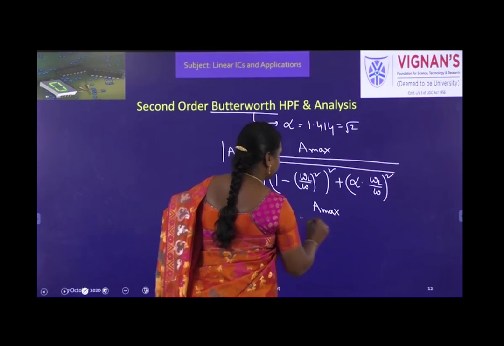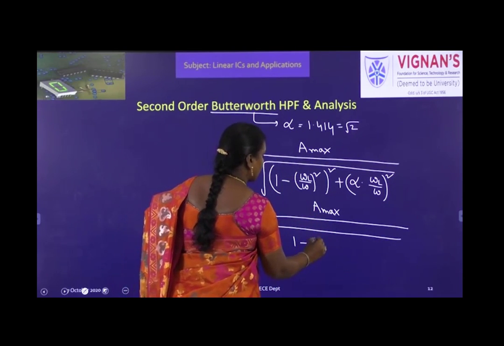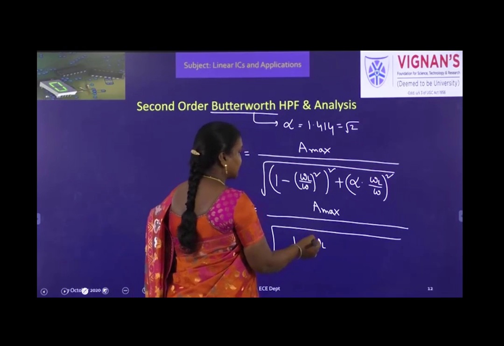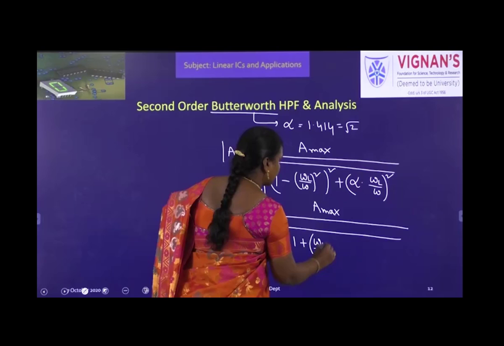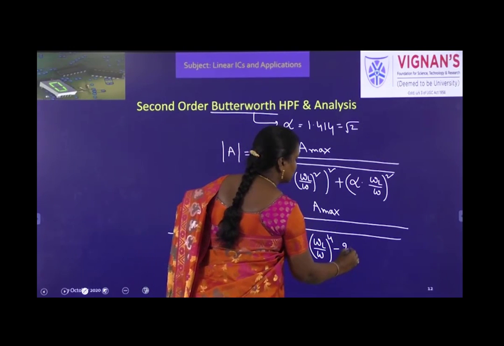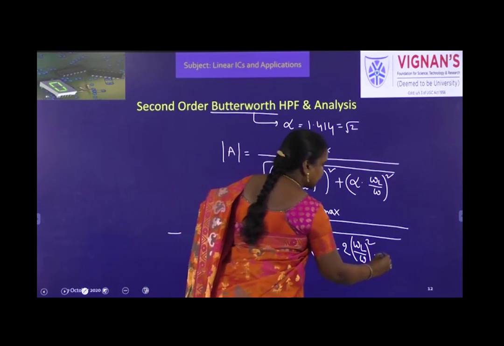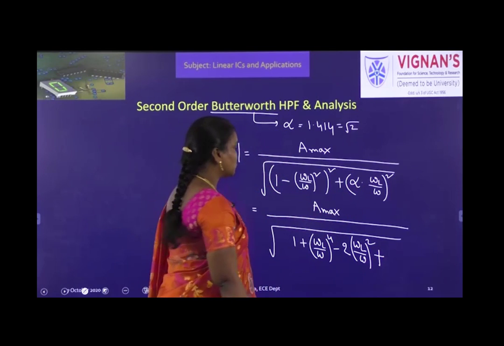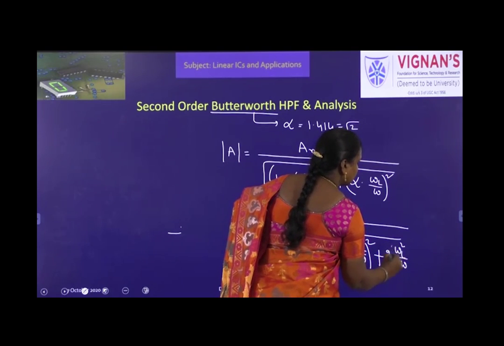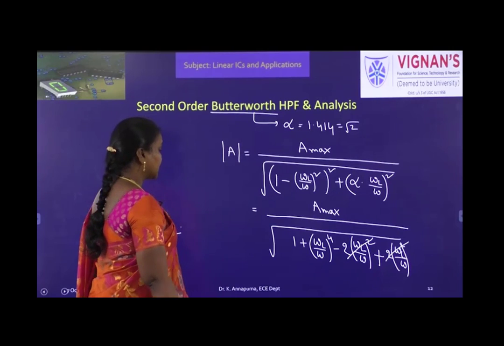So, A max by square root of 1 minus omega L by omega square, okay, here it is in the form of A minus B whole square. So, A minus B whole square means A square plus B square, already square. So, again square means it becomes 4 minus 2AB. So, 2 times omega L by omega whole square. This is the first term. And second term is alpha is root 2. So, root 2 square means 2 times, 2 times omega L square by omega square. And this gets cancelled.